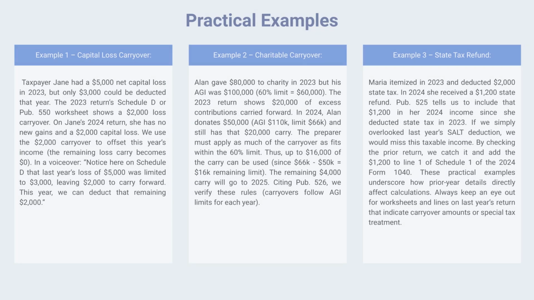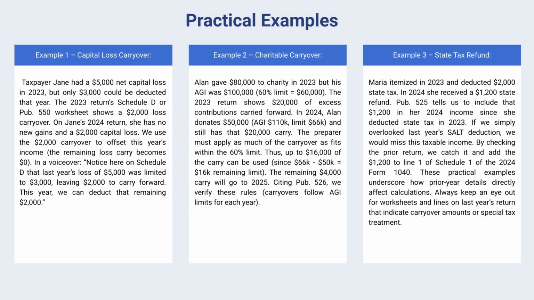Let's bring all this theory to life with a few practical examples. These will show you exactly how prior year information, when used correctly, can affect a current year return. We'll walk through 3 common cases: capital loss carryovers, charitable contribution limits, and the tax treatment of a state refund. Let's take them one at a time.